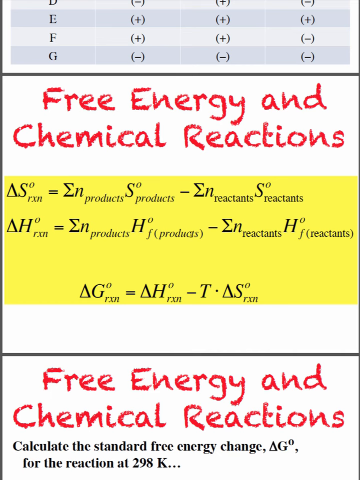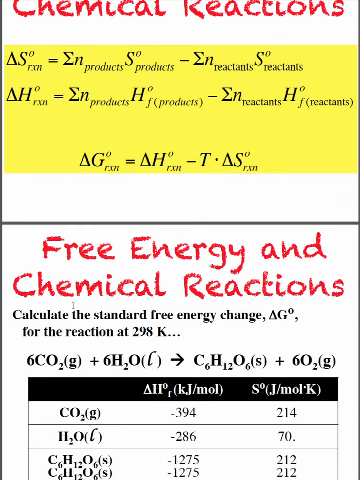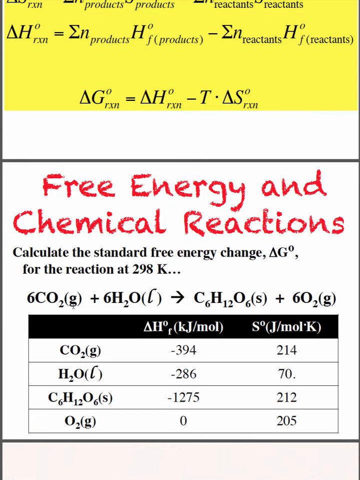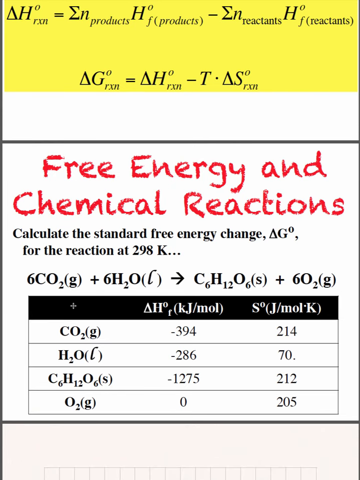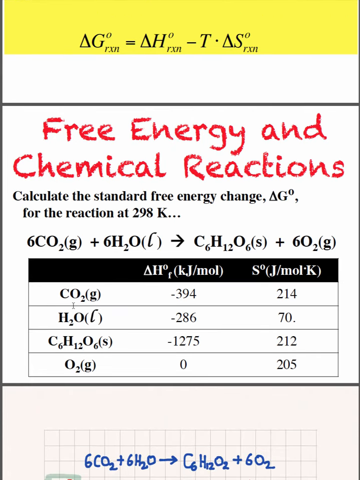Enthalpies of formation under standard conditions of products minus reactants. Entropies under standard conditions of products minus reactants. Combine those two answers to get the delta G. Again, the delta G is some kind of measure of the spontaneity, the likeliness a reaction wants to go forward.